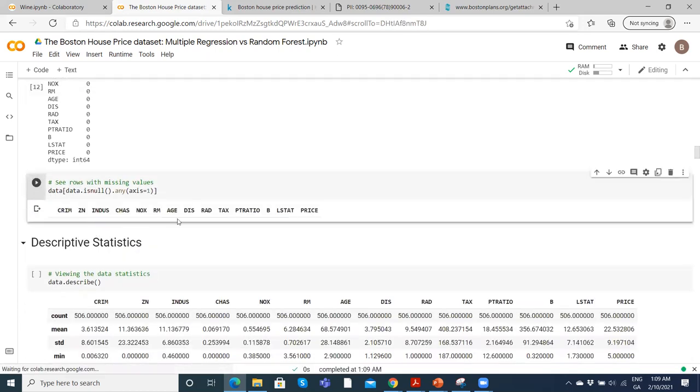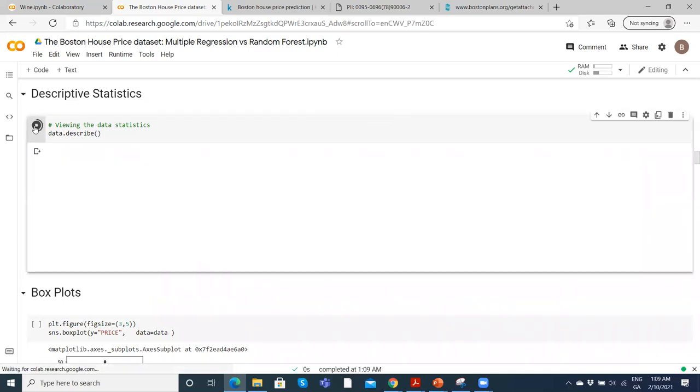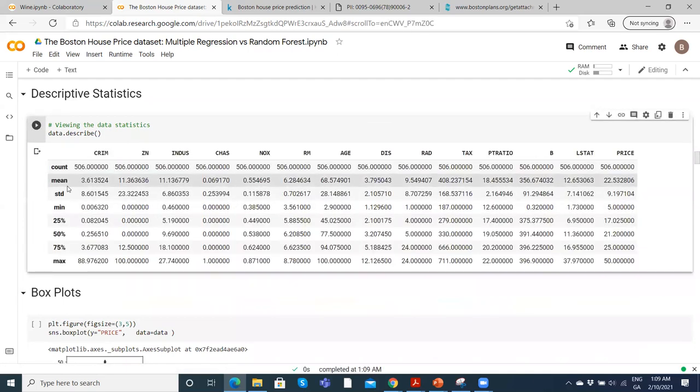And then, are we missing any variables in terms of the names that apply to the columns? And there's none, they're all full. Again, good. Descriptive statistics then give us another view, we might want to know the mean, standard deviation. So for instance, the highest pupil-teacher ratio, 22, and the minimum was 12. So looks like there wasn't as much variation as I thought.